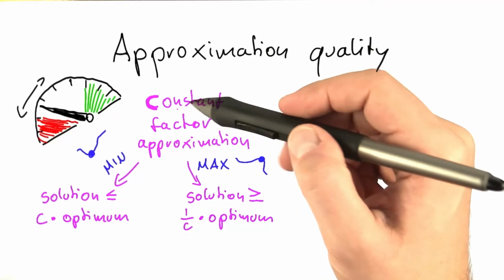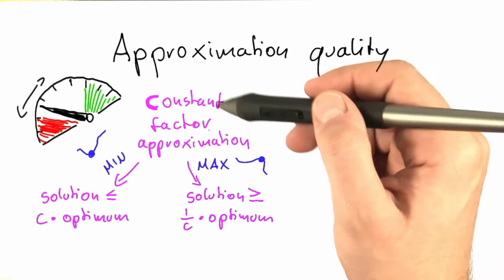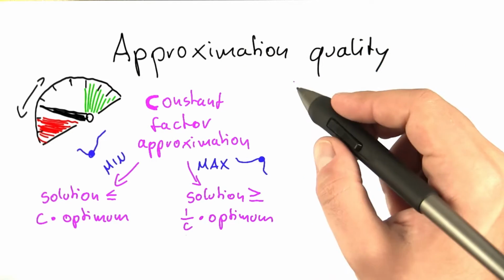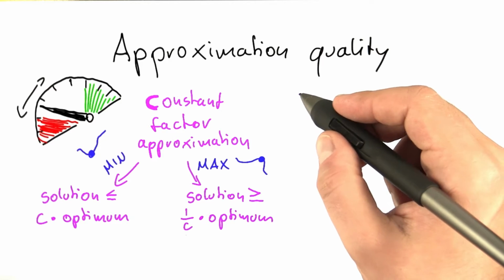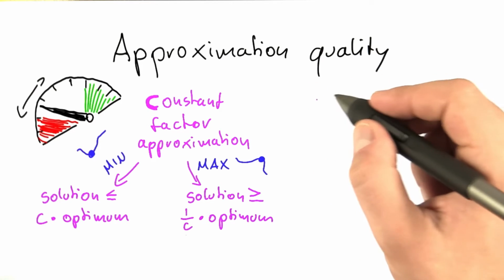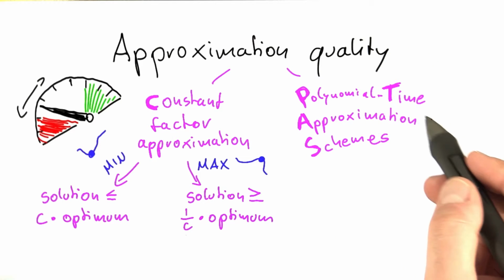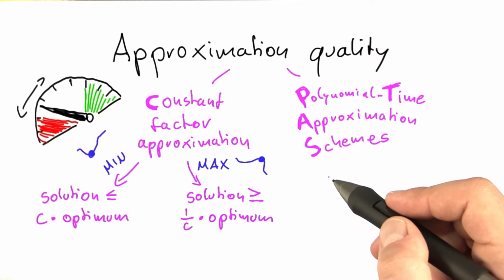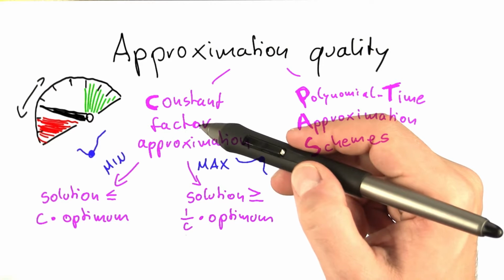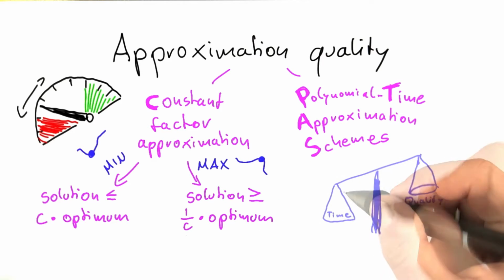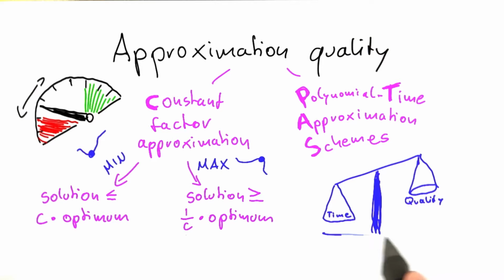In addition to constant factor approximation algorithms, which we will look at in more detail soon, we are also going to be talking about advanced algorithms that are known as polynomial time approximation schemes. Scary term. The idea of a polynomial time approximation scheme is that it's a sort of more advanced constant factor approximation. So you can think of it as a sort of scale.